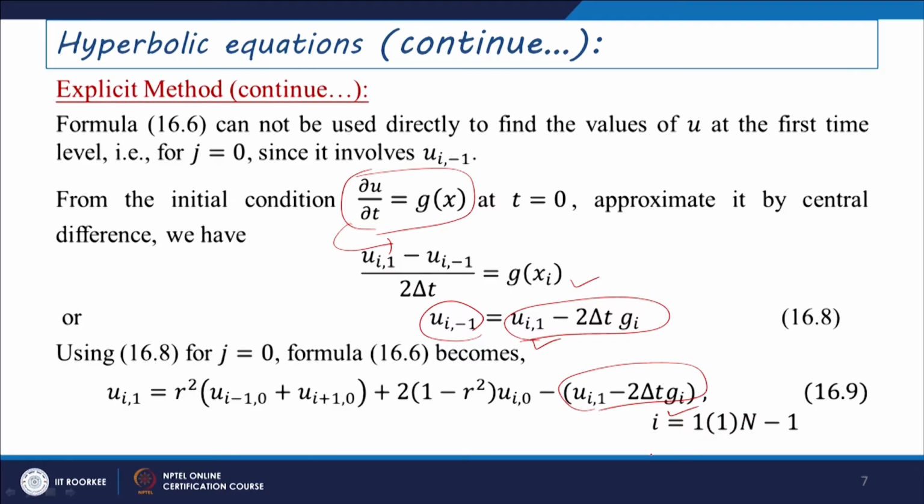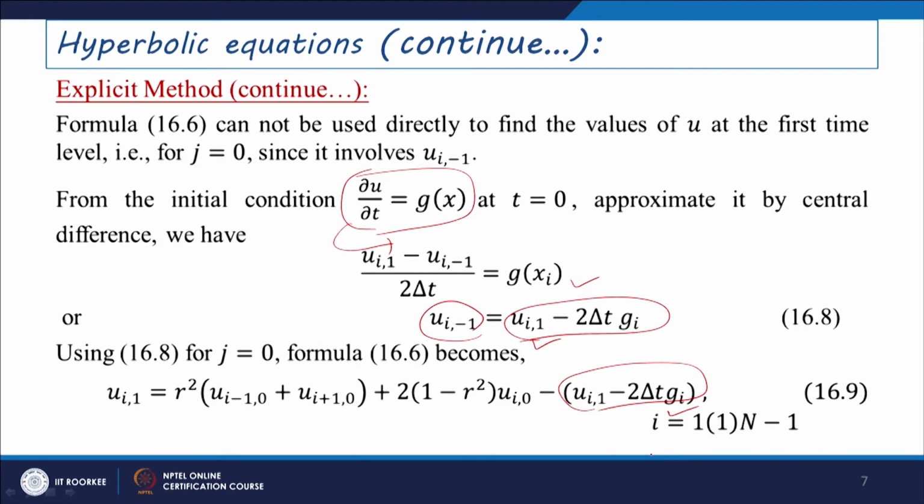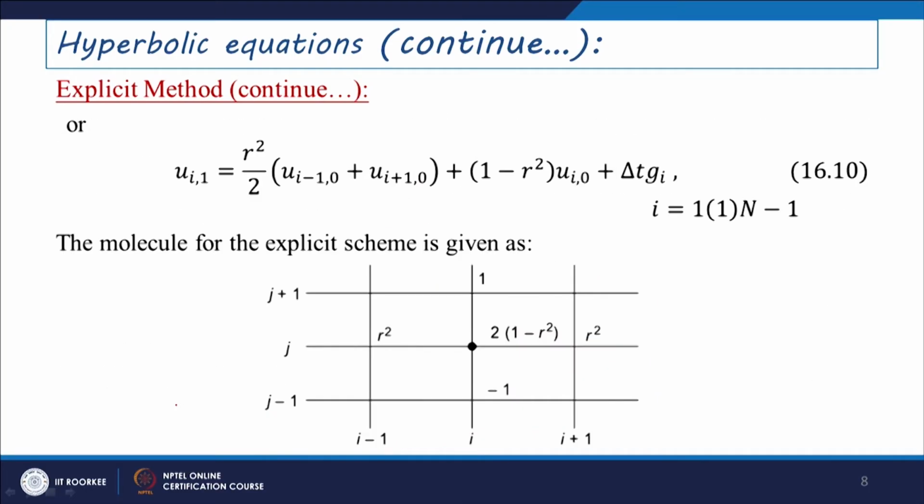So, u i minus 1 can be replaced by u i 1 minus 2 delta t g i there, and i is varying from 1 to n minus 1. So u i 1 can be written in the form of r square by 2 u i minus 1, 0 plus u i plus 1, 0 plus 1 minus r square u i 0 plus del t g i, i equals 1 to n minus 1. So, you can just check these values here. All values, if you just see, this is 0, this is 0, this is 0. So, g i is a known value here. So, the only unknown value is u i 1 here. So, that is why it can be taken to the left hand side and separated. So, this 2 value is just getting off there, and we are obtaining all these known values on the right hand side here.